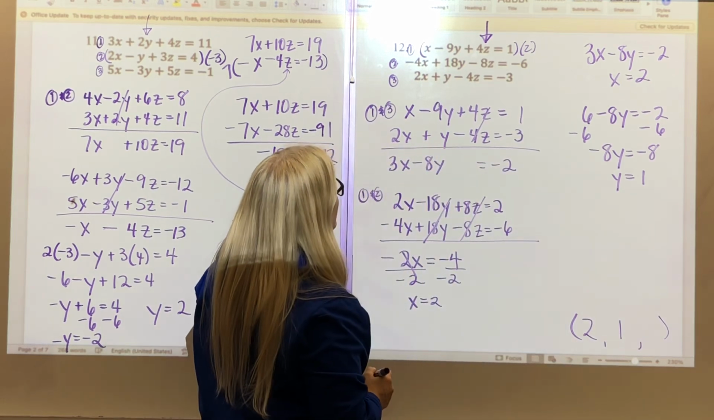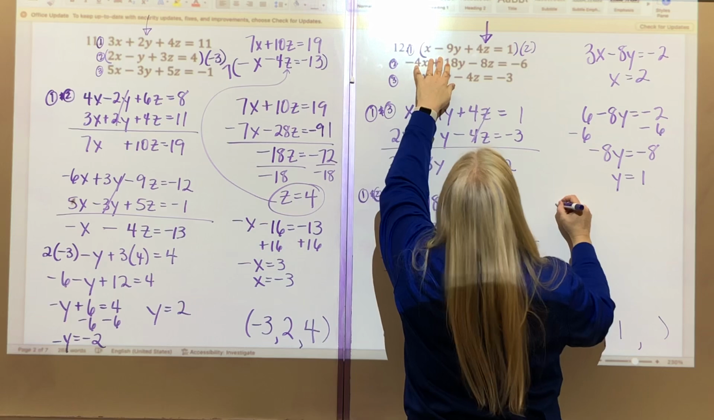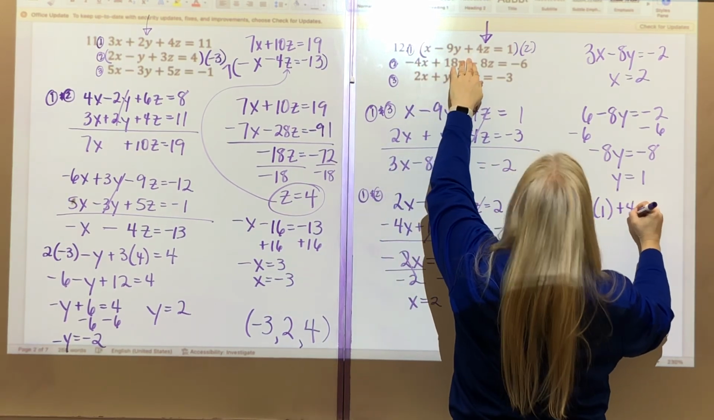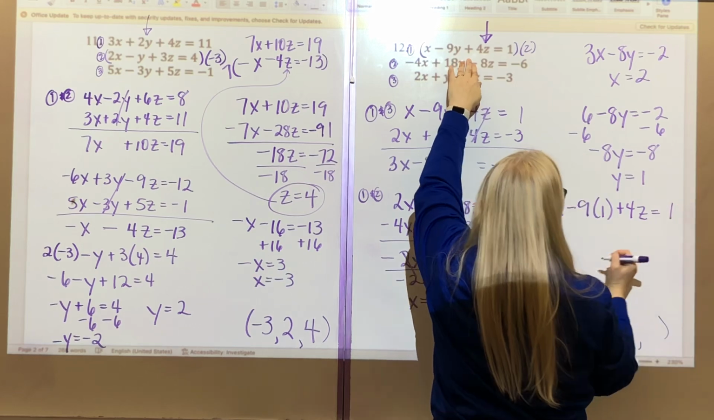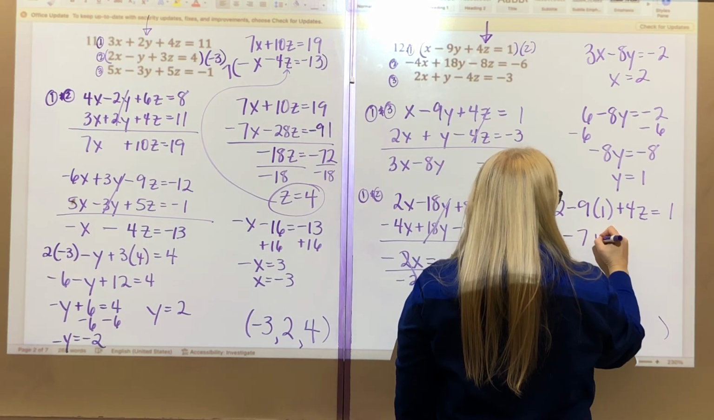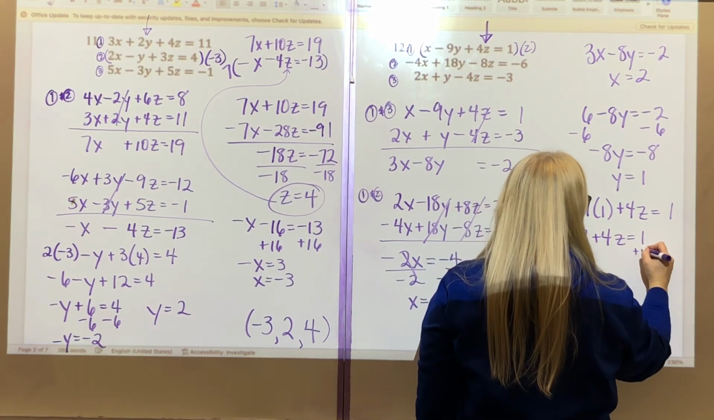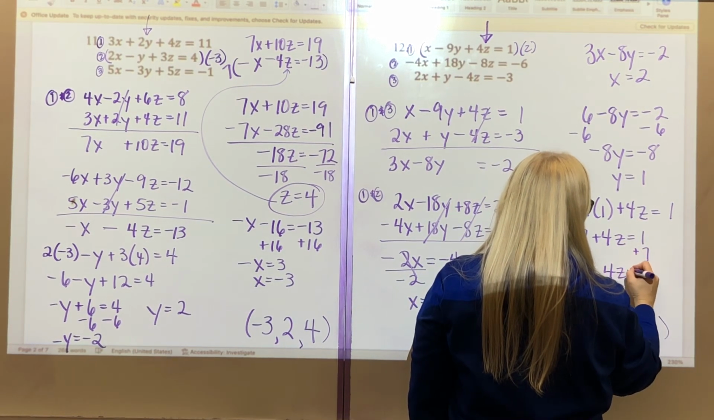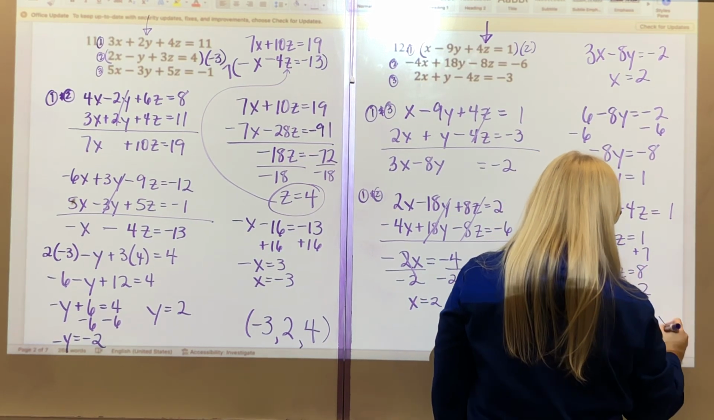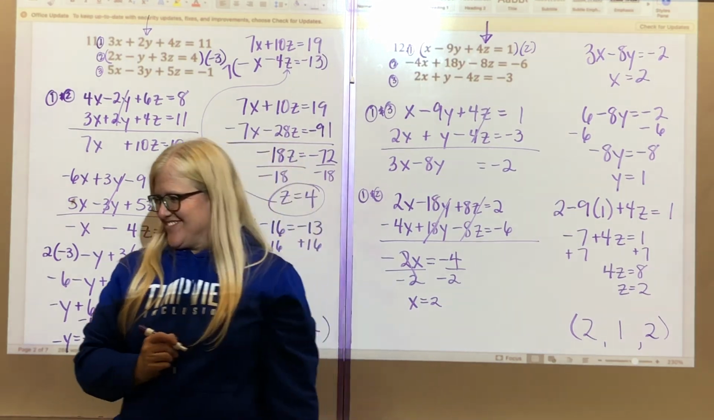So now I have a 1 and a 2. Let's plug those in to get z. I'll just plug it into the top one. So I get 2 minus 9 times 1 plus 4z equals 1. 2 minus 9 is negative 7 plus 4z equals 1. I add 7 to both sides. 4z equals 8. So z equals 2. That was fun.